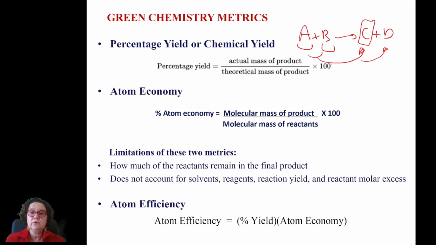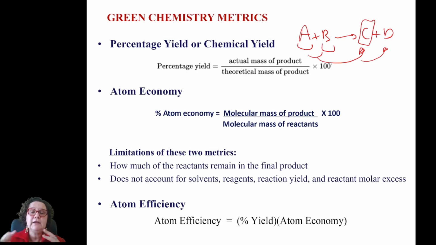It does not account for what solvents you might use. Those two metrics individually have limitations. The percentage yield doesn't account for how many atoms of the reagents go into the product. And the atom economy doesn't account for the yield of a reaction, how much you have lost in processing the product, filtering, distilling, separating the product from leftover reagents, etc.